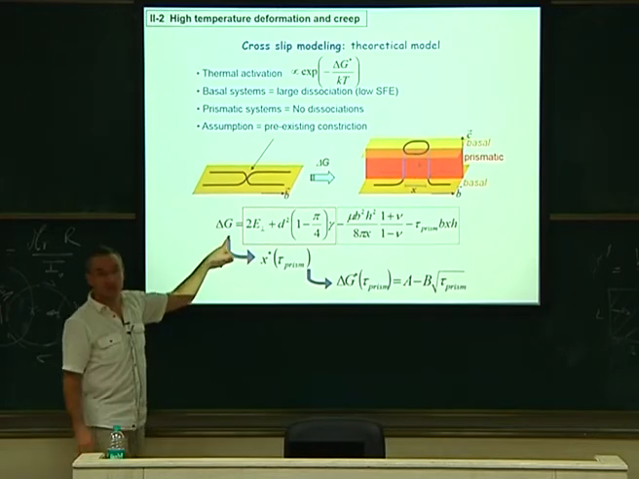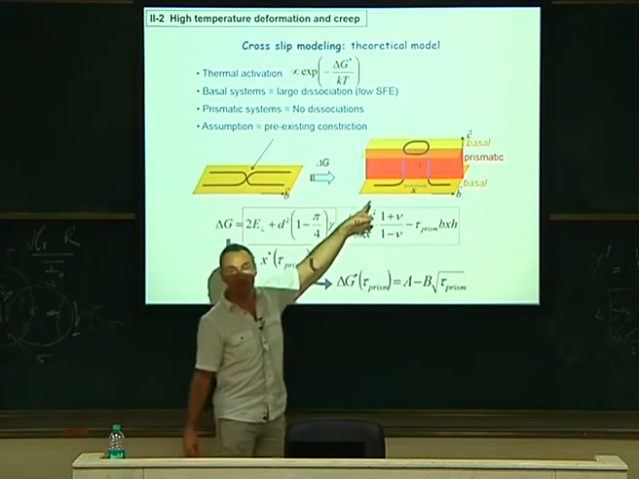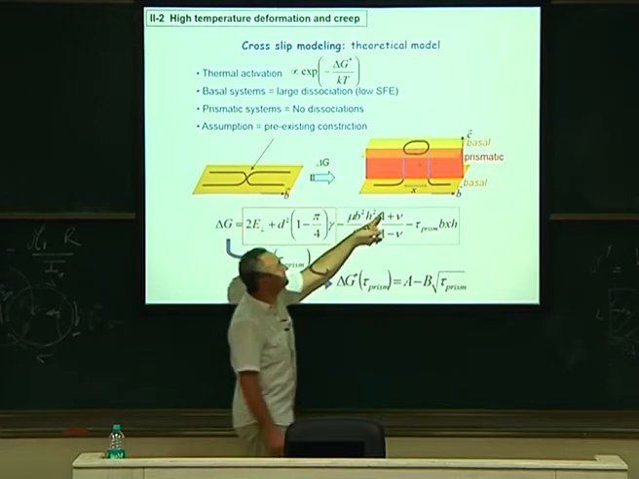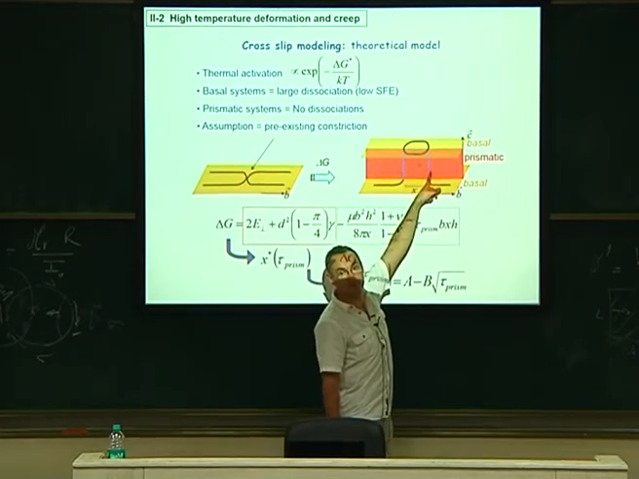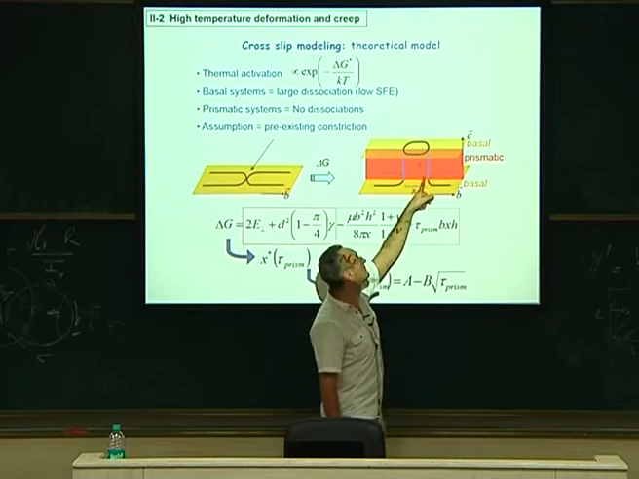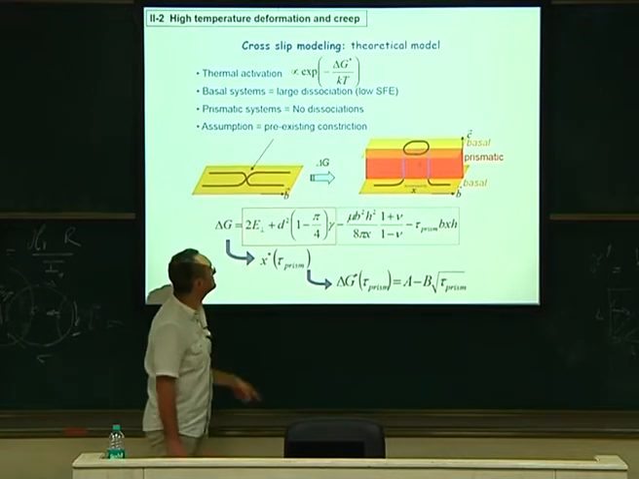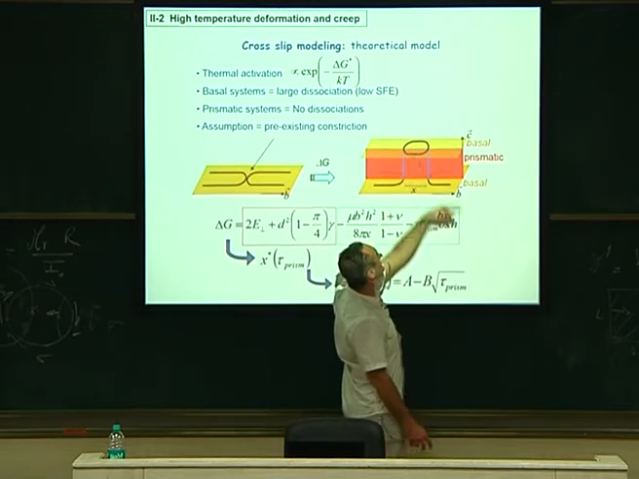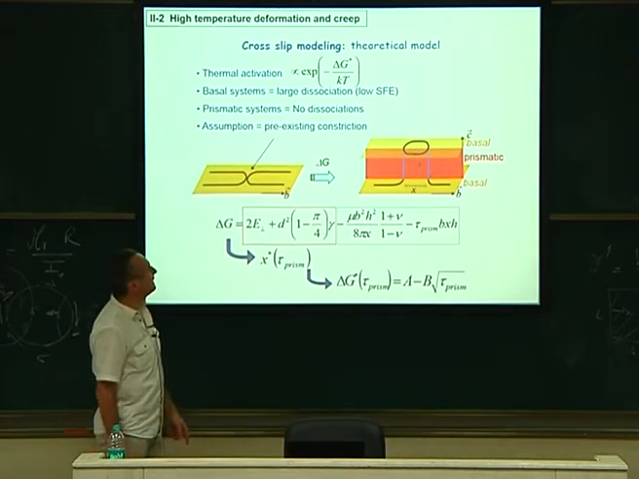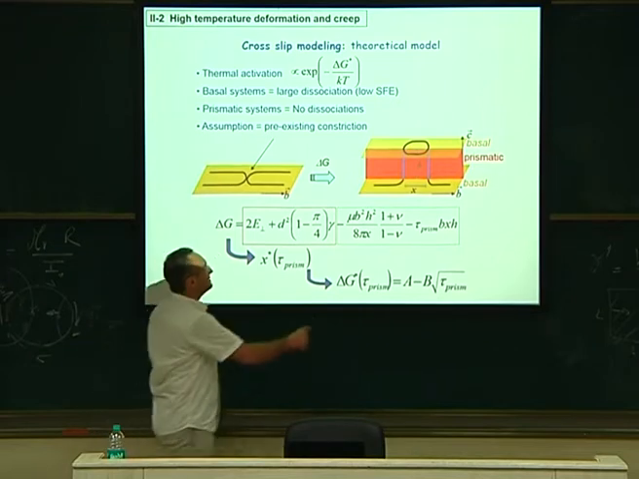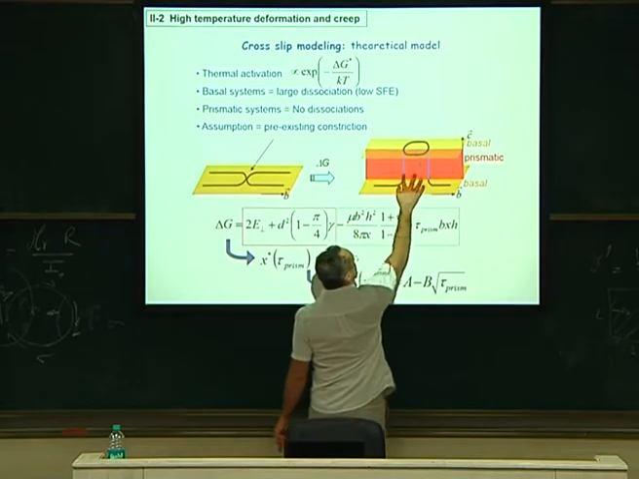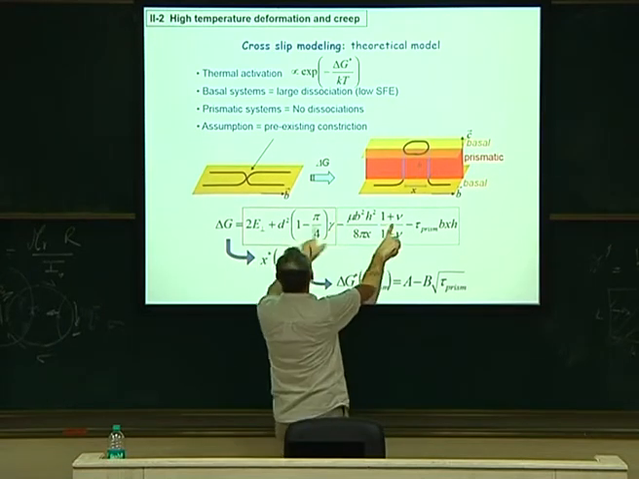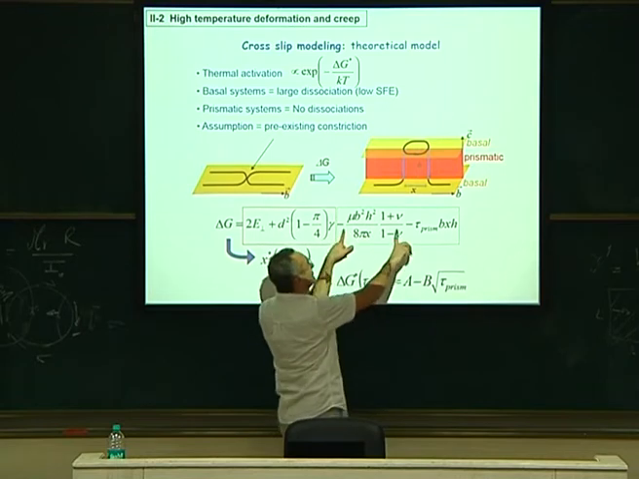So the change of energy between this and this can be computed as the energy to build the two edge segments here. Here you have created two segments, so it has a cost. This is the edge energy of the segments. Then this here is the stacking fault that you just need to create upstairs there. And then here is the interaction stress between those two segments. Those two segments now have opposite signs, so they attract. So they remove the energy.